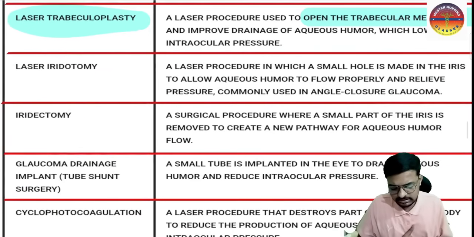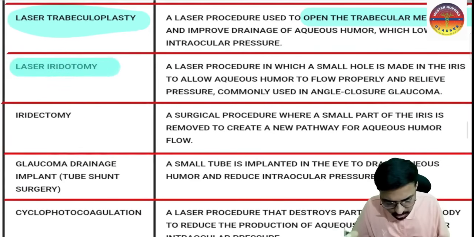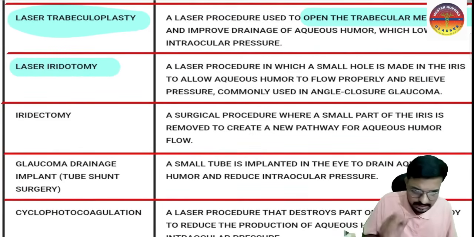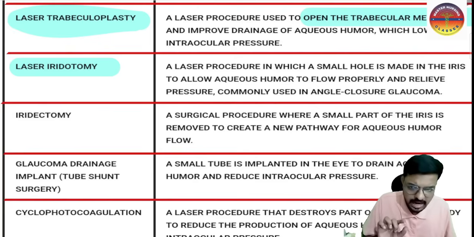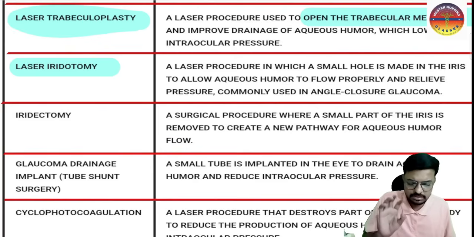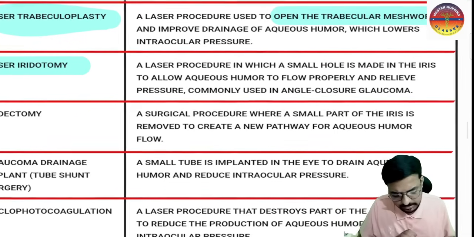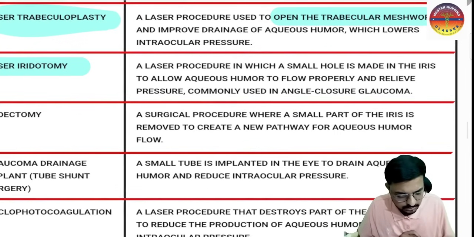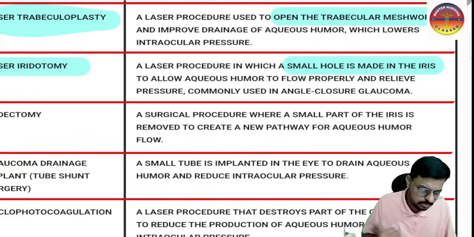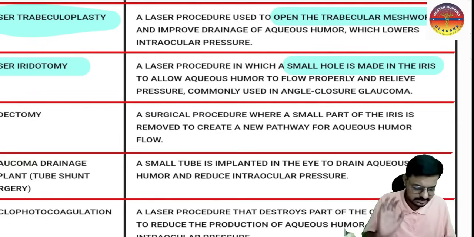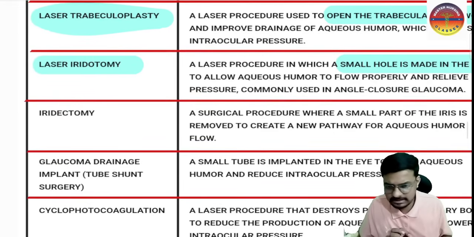Okay, next is laser iridotomy. It means by using the laser we are opening the iris. The iris which is blocking our flow, we are making a small hole in the iris. With the help of the laser, that is the laser procedure in which a small hole is made in the iris, so that will allow the aqueous humor to flow from the posterior chamber to the anterior chamber very nicely. So that is laser iridotomy.